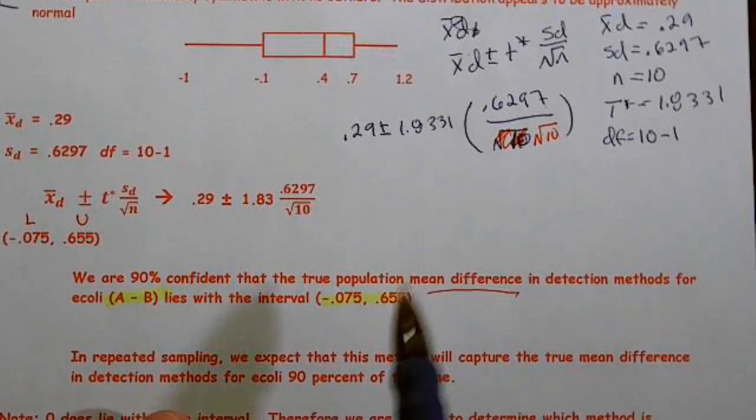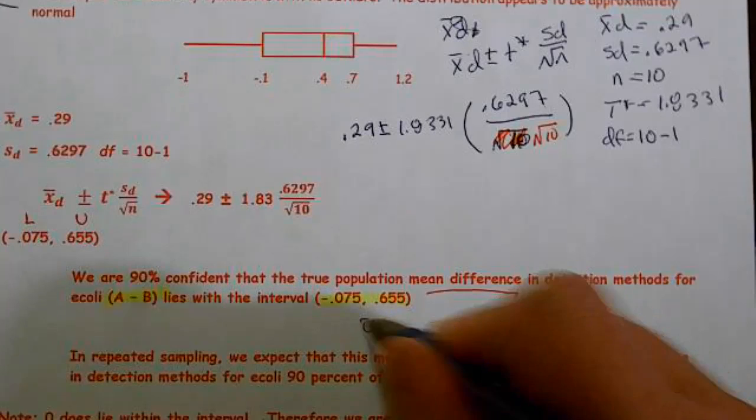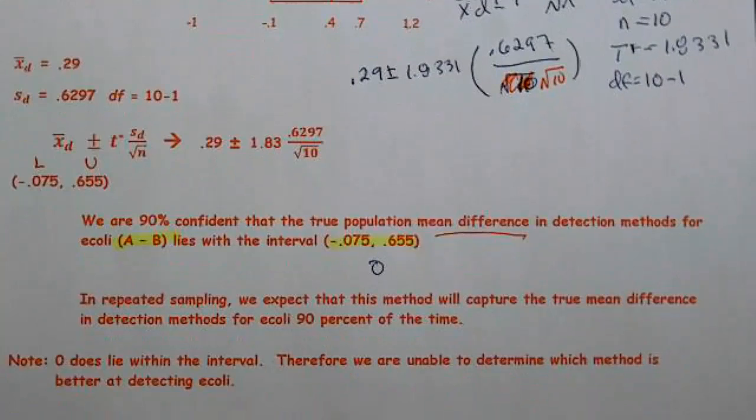Now, when I look at this interval, it goes from negative to positive, which means 0 lies within the interval. And because 0 lies in the interval, we're unable to detect which method is better at detecting E. coli. All right, that'll conclude these.